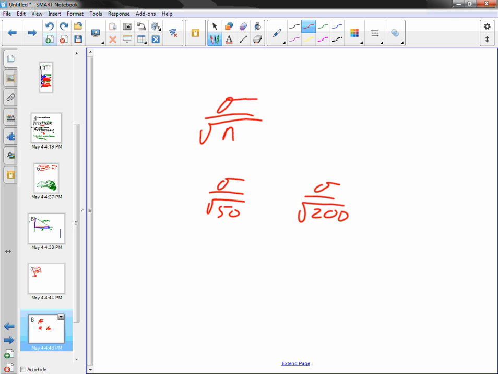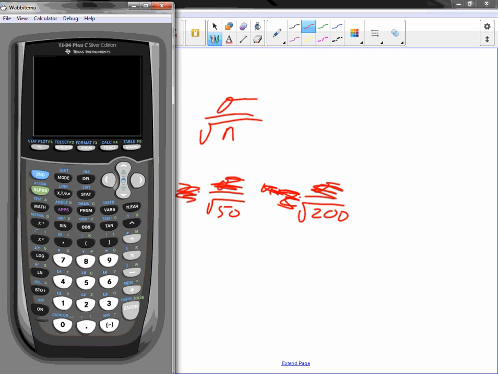Because remember, we always have a z-score times this, a z-score times that. So the confidence interval is mu, but this is staying the same, this is staying the same, this is staying the same. The only thing that's changing is what we're dividing by. So what you really need to do here is compare the square root of 50 to the square root of 200.